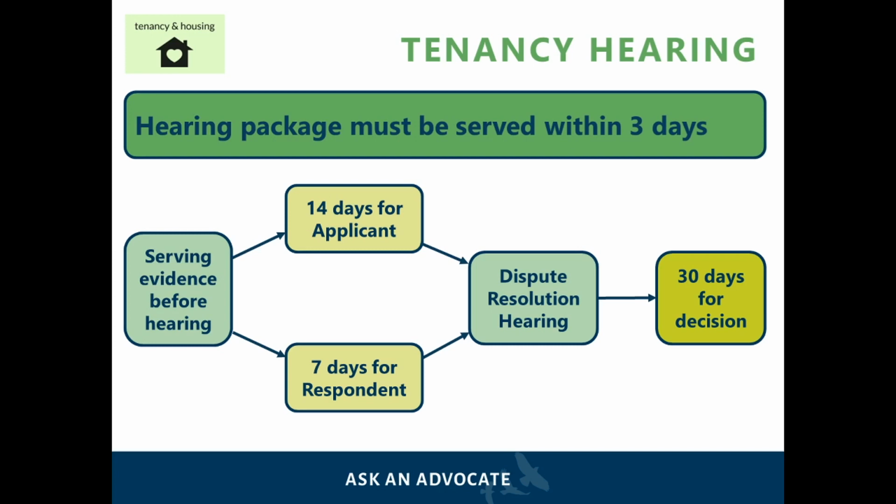Once the applicant has received a scheduled hearing date, the applicant must serve the hearing package within 3 days of receiving it. You must also serve evidence to the respondent and the residential tenancy branch 14 days before the hearing. Once the respondent receives the evidence, he or she has 7 days to serve their evidence. After the hearing has occurred, the arbitrator conducting the hearing has 30 days to make a decision. Generally, both parties are notified of the decision via mail or email. However, sometimes the decision is mentioned at the end of the hearing.